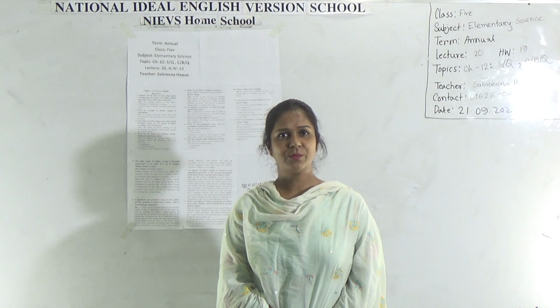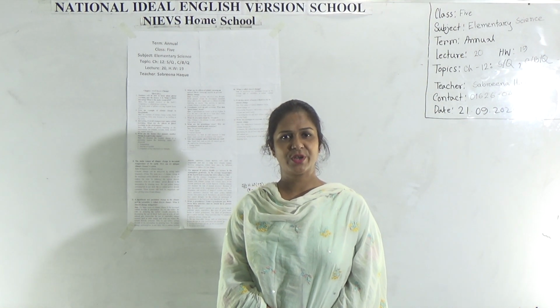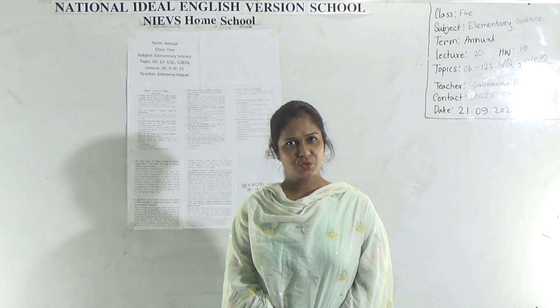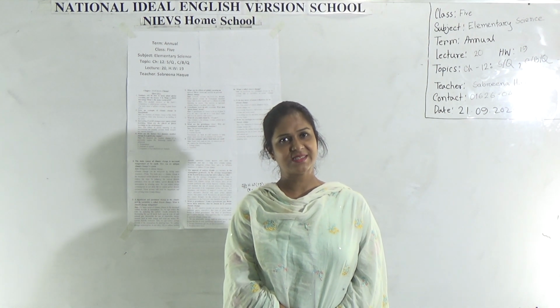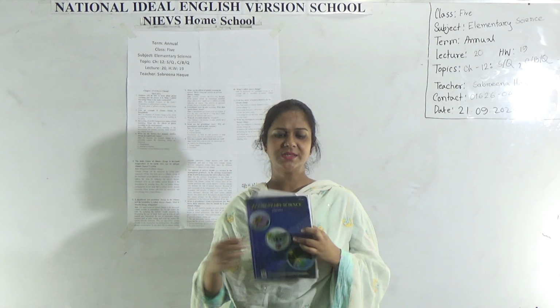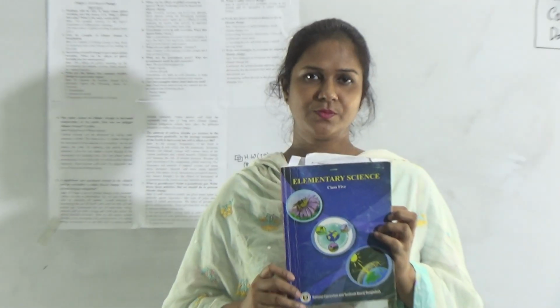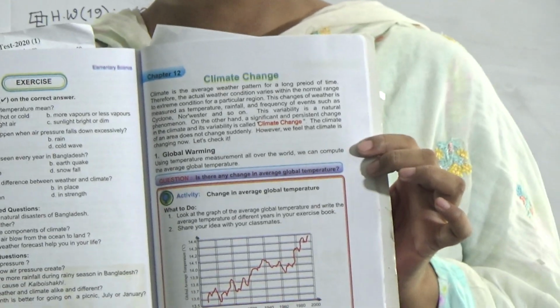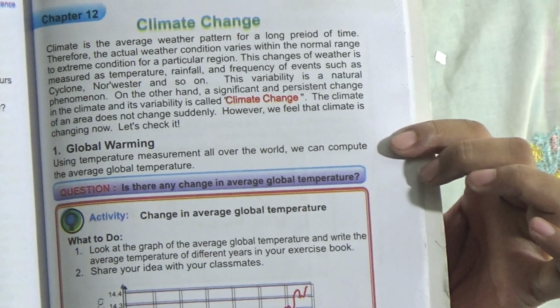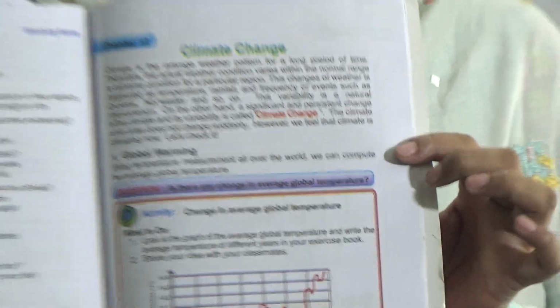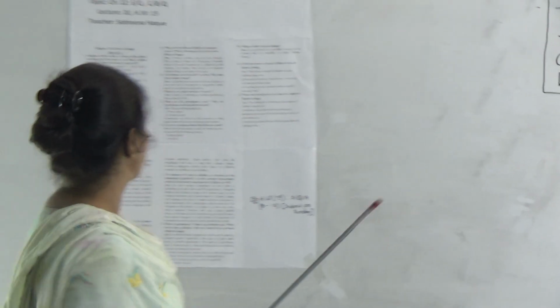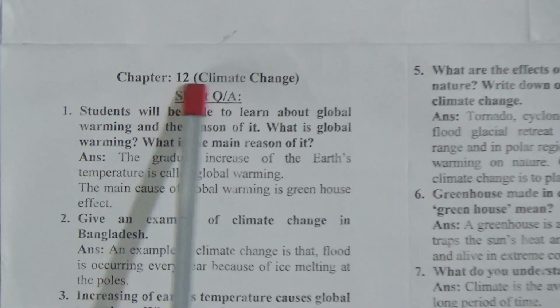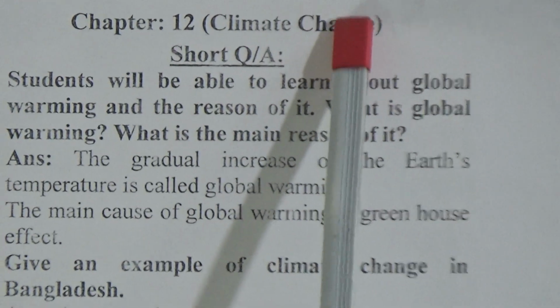Dear students, today I am going to take a science class for class 5 students, based on short answer questions and competency based questions and answers from chapter 12. Dear students, take your textbook. Open page number 81 and follow the class with your textbook and your CW copy. So let's start our today's topic. We will discuss chapter 12. The name of the chapter is climate change.